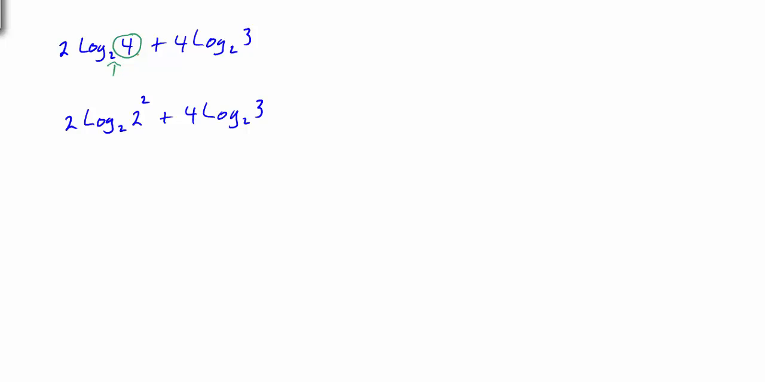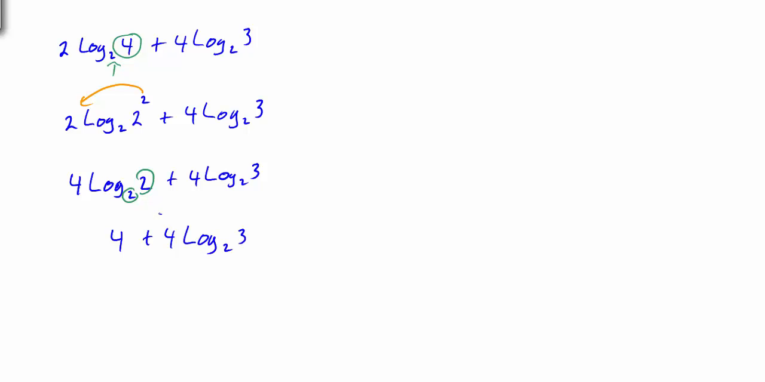But now, once again, we have the exponent of 2. We can move that out front. And 2 times 2 becomes 4 log base 2 of 2. And now that these bases match up, we know that that's going to go to 1. So 4 times 1 is 4. So we have 4 plus 4 log base 2 of 3.